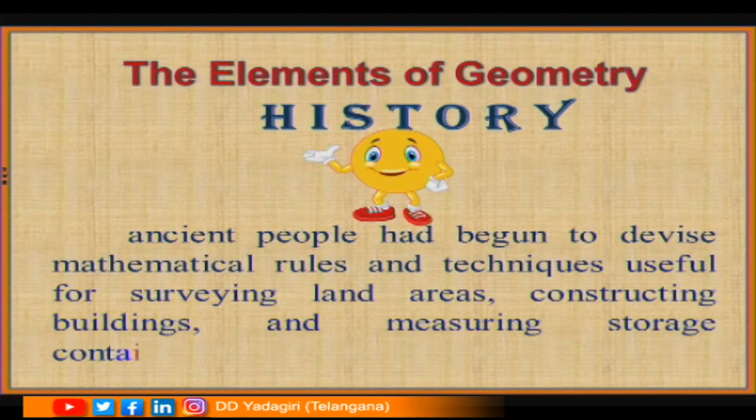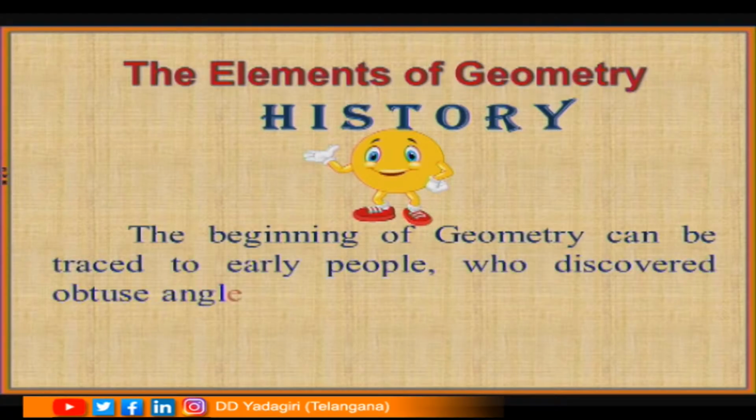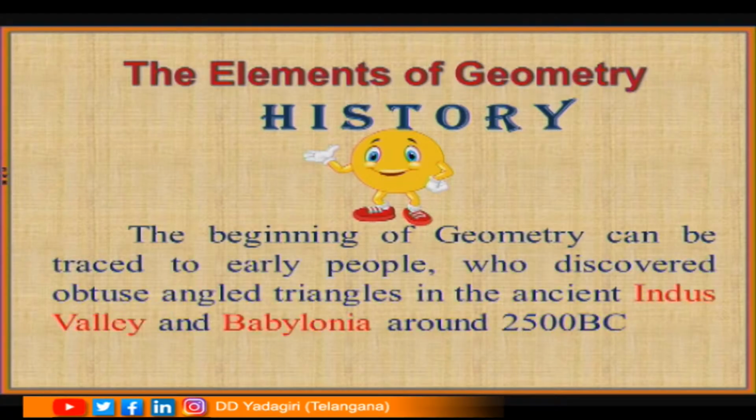Now, let us check who has started this. Ancient people had begun to devise mathematical rules and techniques useful for surveying land areas, constructing buildings and measuring storage containers, etc. That means they used mathematical rules and concepts for their daily needs, and sometimes even the rulers took the help of mathematics in their kingdoms. Now, the beginning of geometry can be traced to the early people who discovered obtuse angle triangles in the ancient Indus Valley and Babylonia around 2500 BC.